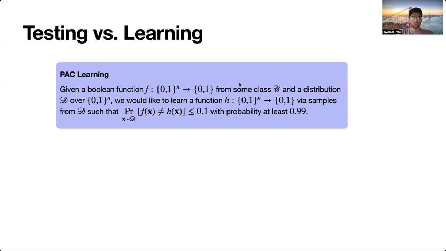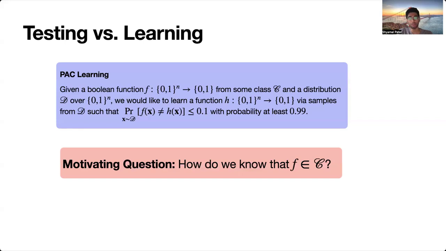So we're going to start by talking about the testing versus learning problem. And in order to discuss that, we'll begin by defining PAC learning. So in the PAC learning model, we're given an unknown Boolean function f, which is promised to come from some known class of functions C, as well as an unknown distribution D. And we want to learn a hypothesis H via labeled samples, where the samples are drawn from the distribution D, such that our hypothesis agrees with f for most values under the distribution. And we likely succeed because there's some randomness in the samples that we get from the distribution.